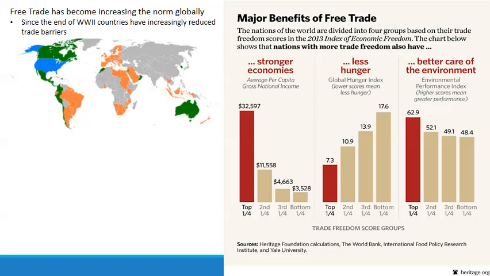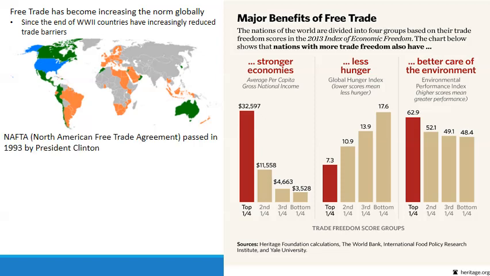There's also less hunger involved. Notice the difference there, 7.3 versus 17.6 in terms of a hunger score. And then better care of the environment in terms of the Environmental Performance Index. So what it tells us is that trade isn't just helping us in terms of cash flow, which it does, but it also makes food more accessible and leads to less pollution because of production being more distributed. Can you imagine if the United States produced all of its own goods within the U.S., how much pollution there would be?